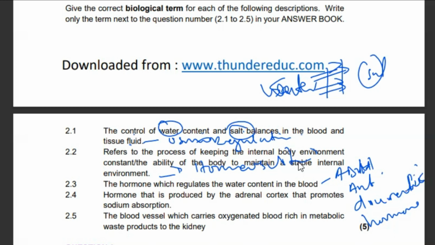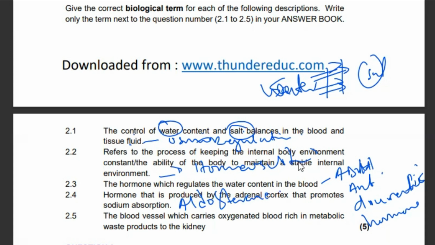Then they're saying that the hormone that is produced by the adrenal cortex to promote sodium chloride reabsorption. We talked about it, and we say that this is aldosterone. Yes, so we call it aldosterone.